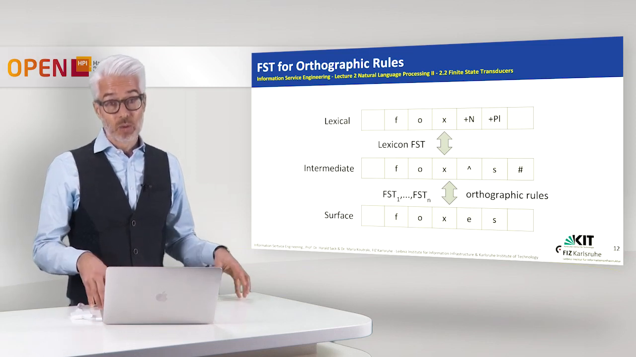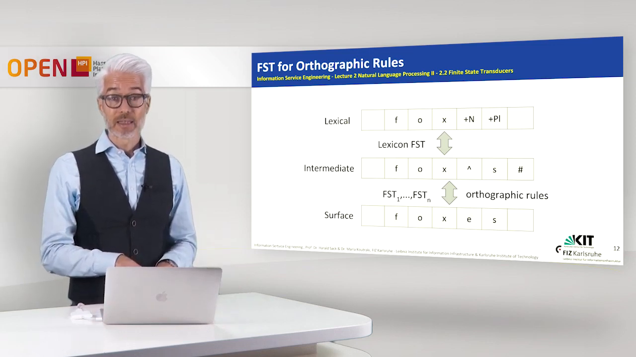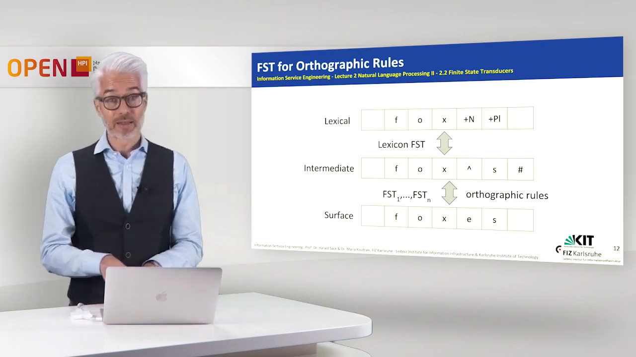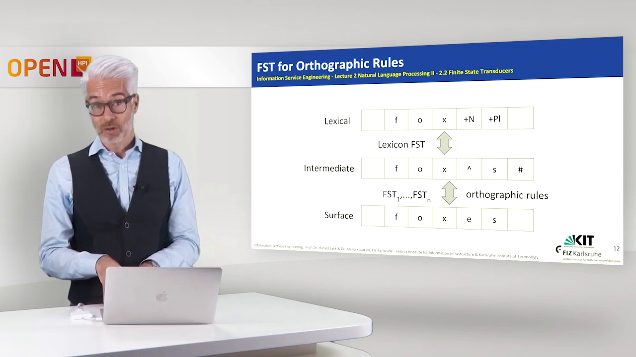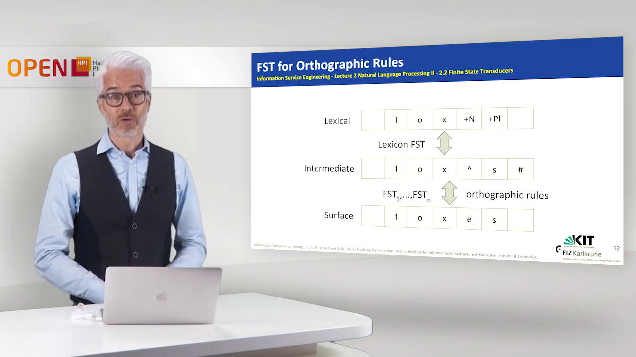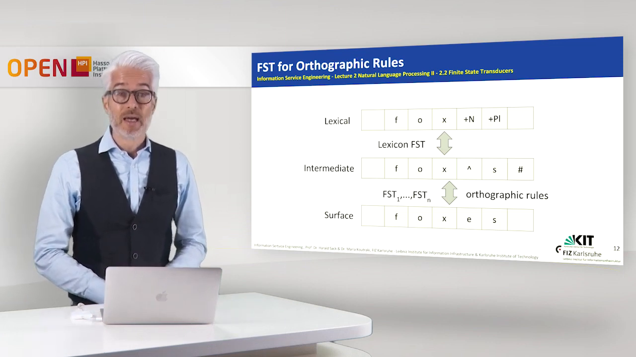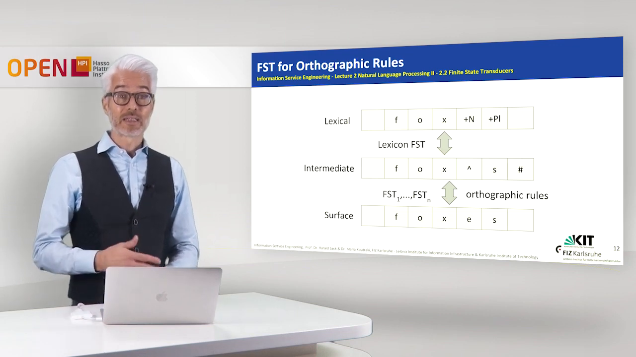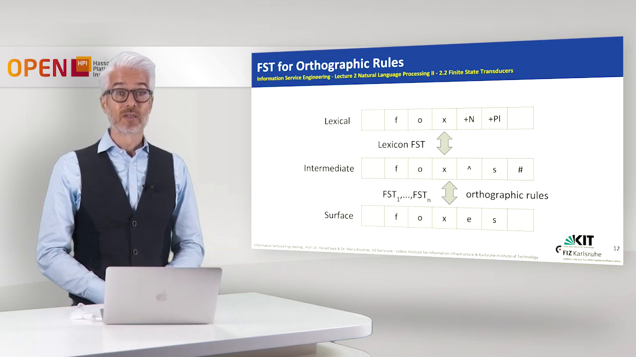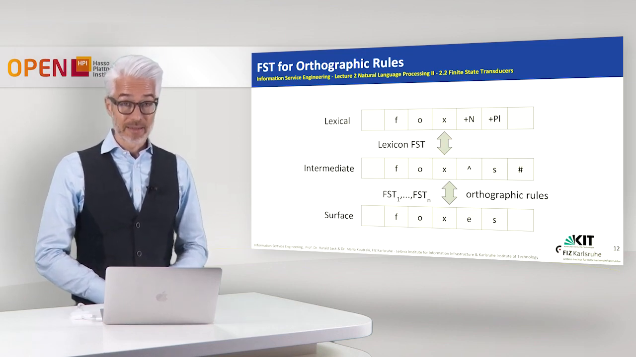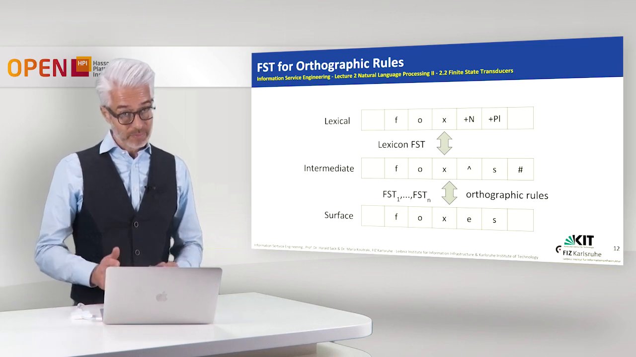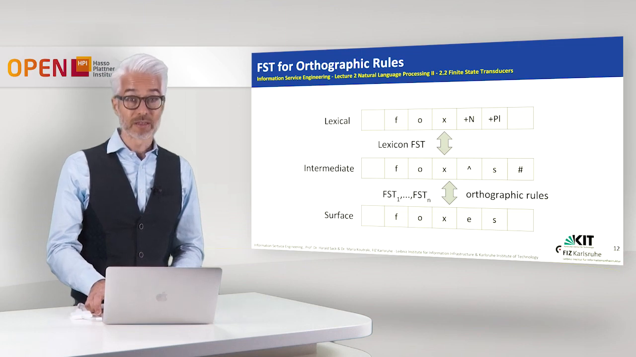And then you need one so-called lexicon finite state transducer which translates the intermediate representations of all the words into their lexical representations. And there you have the entire morphological analysis. And this is how, based on finite state transducers, which are finite state automata, a full-fledged morphological analysis in natural language processing can be implemented. You see, it's not so difficult.